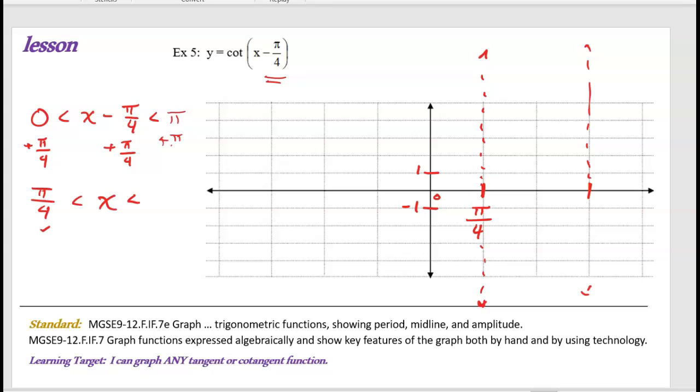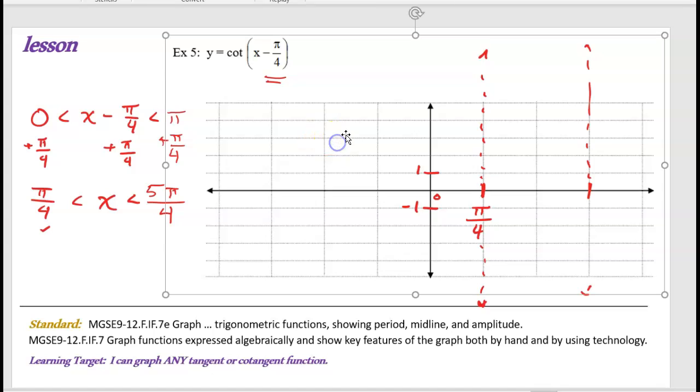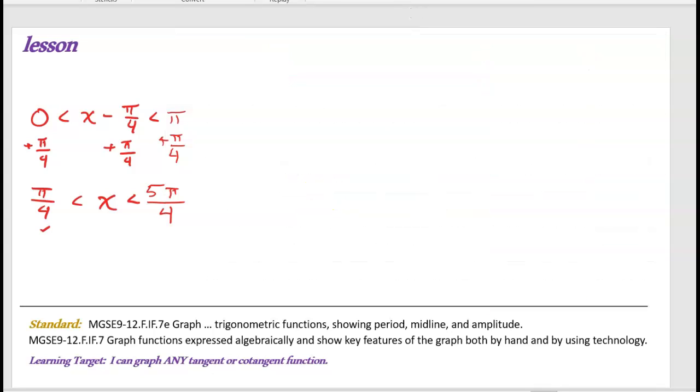Let's fix it. It was 0 to pi, all good. Add pi over 4. Pi plus pi over 4 is 5 pi over 4. Now, I don't like the graph. Let's do it by hand. So let's delete. So by hand, grid paper is nice, but that's all right.